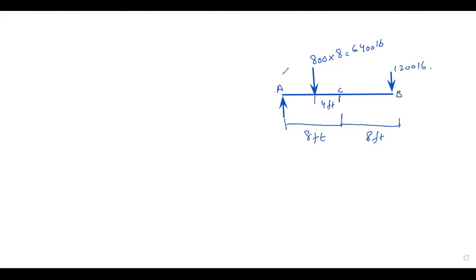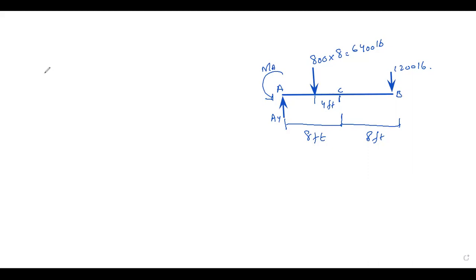Here we have a fixed support, so we have a support reaction AY and a moment at A. The moment at B equals 0 because there is no support. So that's it for the free body diagram. Now we have to determine the support reactions.